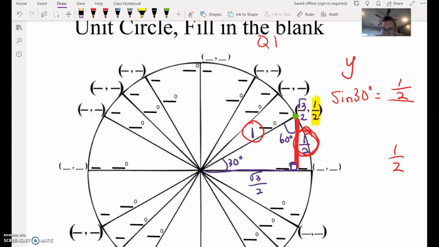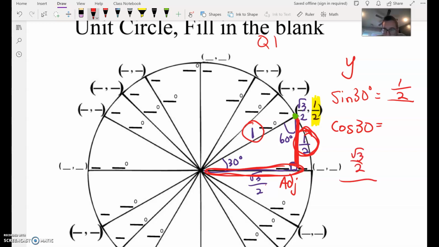The cosine is going to be the horizontal side, because that's the adjacent. And cosine has to do with adjacent. So the cosine of 30 degrees is the adjacent, square root of 3 over 2, over the hypotenuse of 1. The hypotenuse is always 1. So the cosine is just square root of 3 over 2, the cosine of 30. It's this coordinate right here that I'm highlighting right now. Okay? So the cosine is always the x coordinate, and the sine is always the y coordinate as we move ourselves around the circle. Okay?